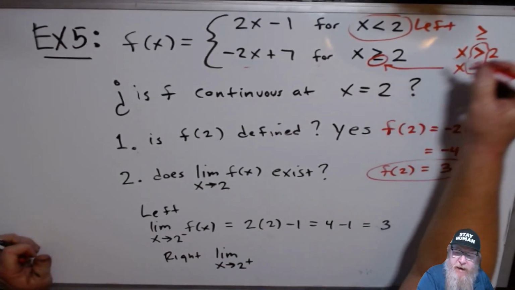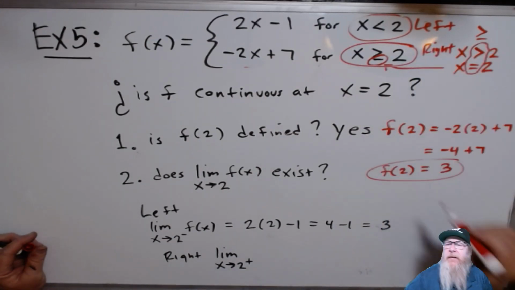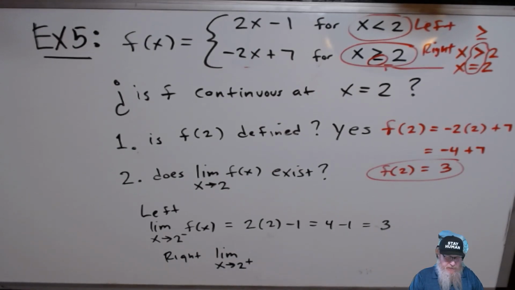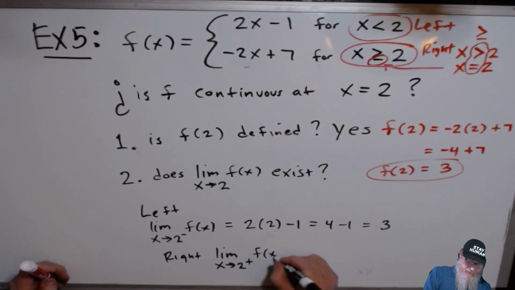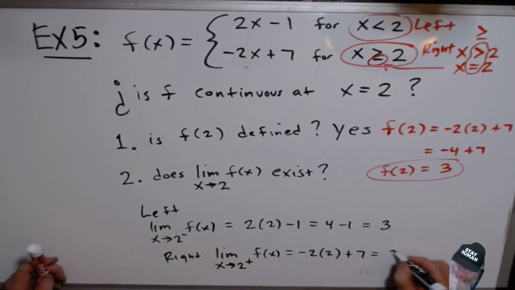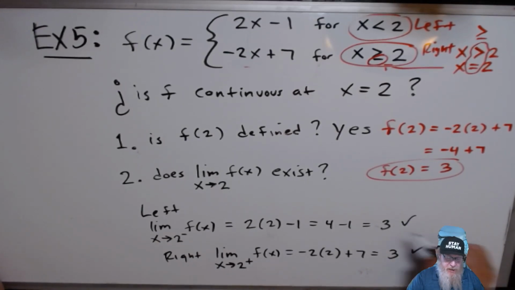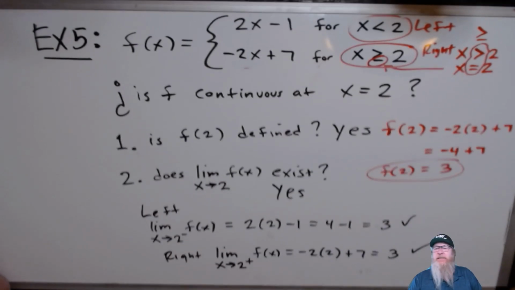All right, so on the right-hand side, it's going to be negative 2 times 2 plus 7, which also equals 3. By the way, we already did that here. Check, check. Yes, it exists.